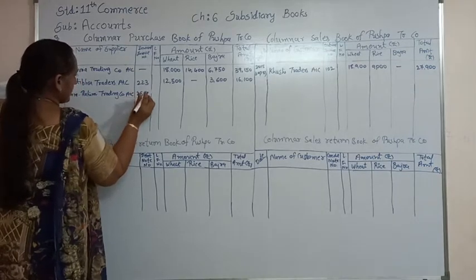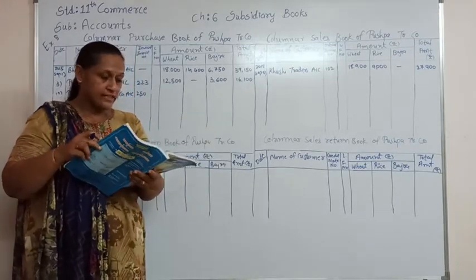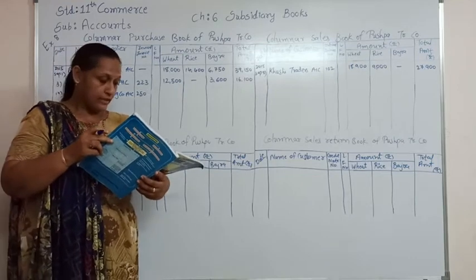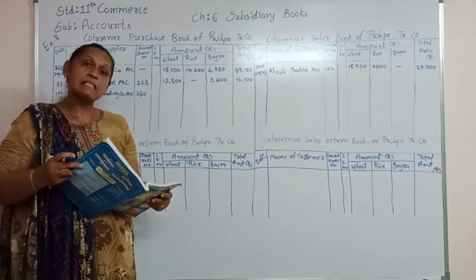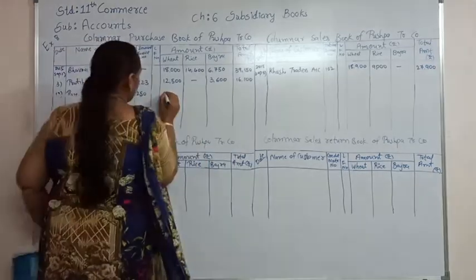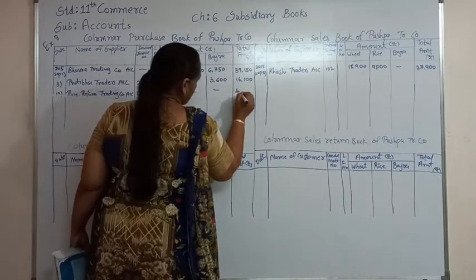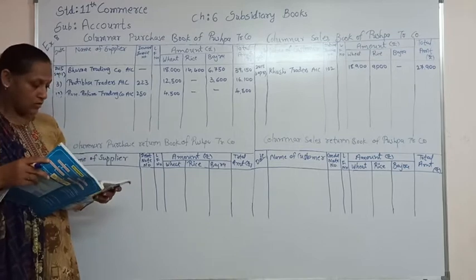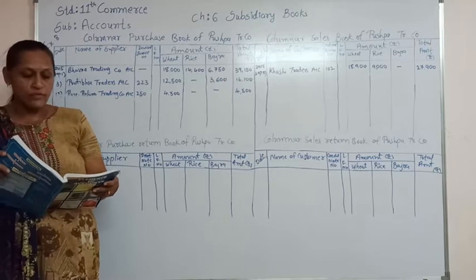It is 250, and here we have purchased 300 kg of wheat at rupees 15. So that will be 4,500. That we are going to write down here. We have purchased only wheat, so total will be 4,500. We haven't purchased anything else. Now on 15, Khushi Traders returned 100 kg of wheat as the same was of inferior quality.